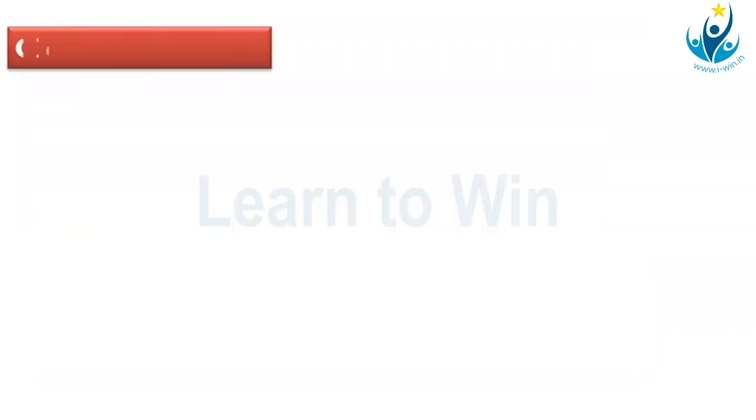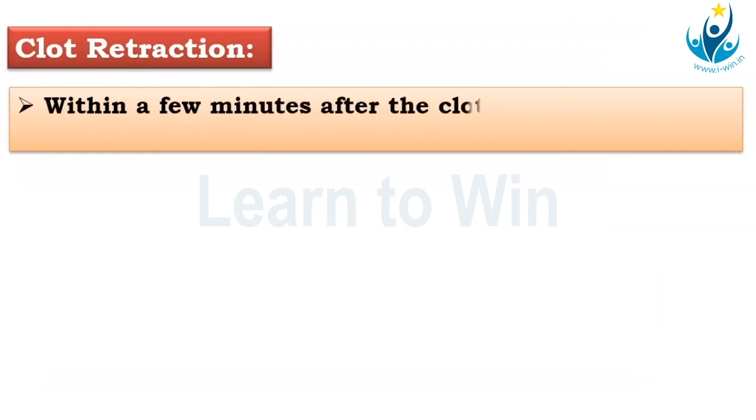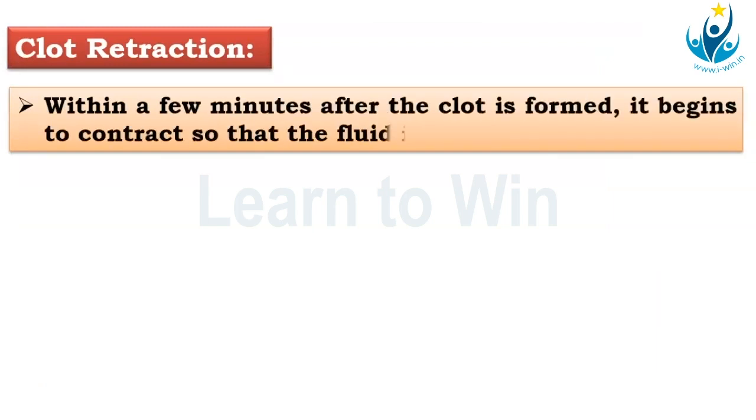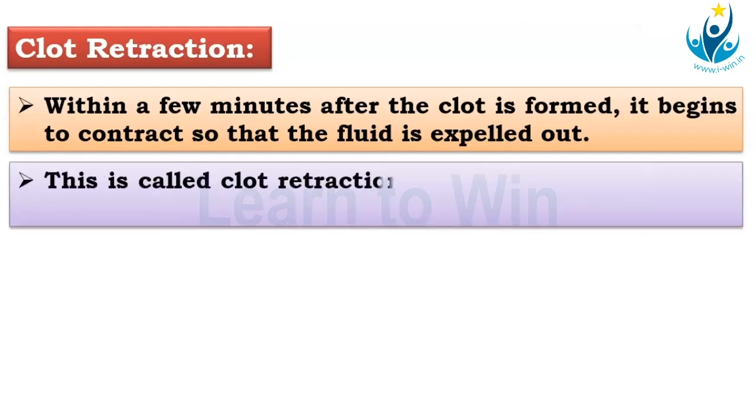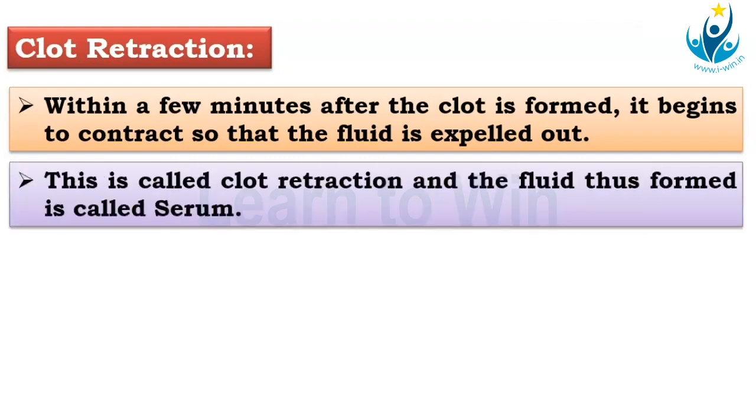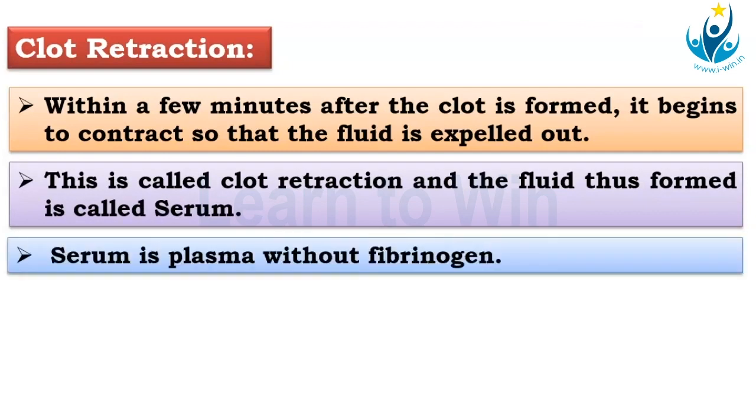Okay, now clot retraction. Within a few minutes after the clot is formed, it begins to contract so that the fluid is expelled out. This process is called clot retraction. Once the clot is completely formed, it will become more tight and more compact and contract. So the fluid from the injury is expelled out. This fluid is called serum, and serum is nothing but plasma without fibrinogen.